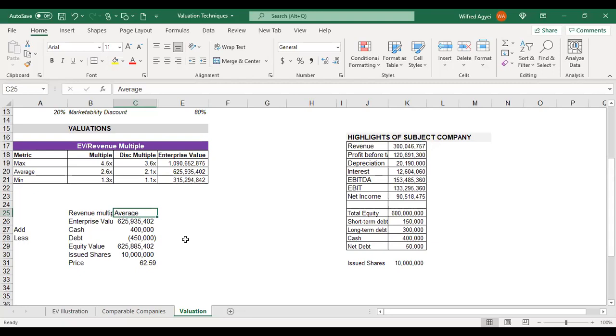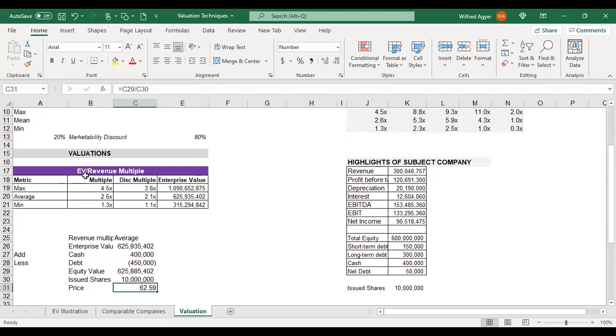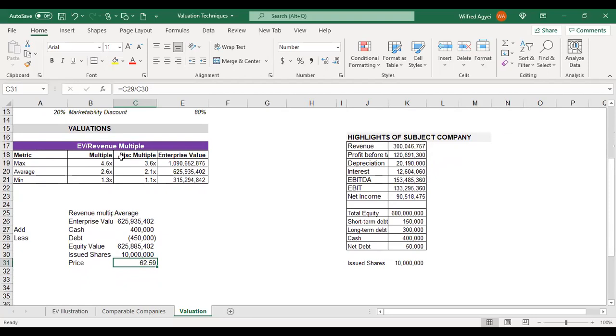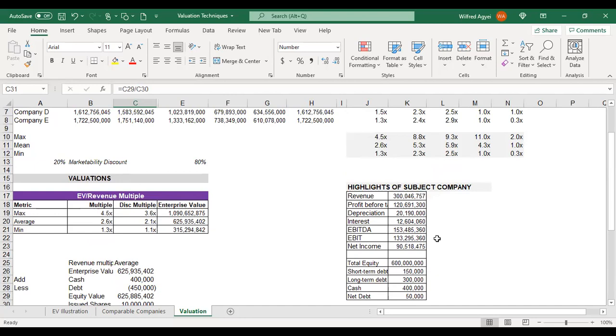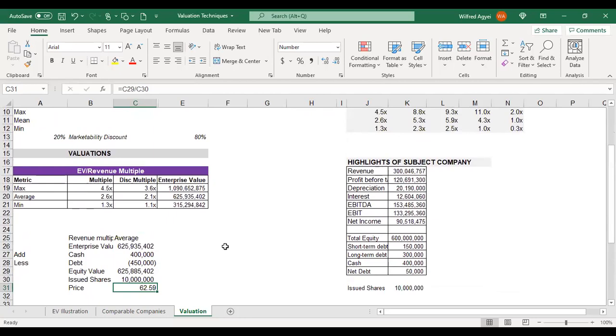So all of these would inform the kind of weight that you are going to place on these various valuation approaches that you are going to use. This is just an illustration of how you can determine the share price based on the EV to revenue multiple. As I said, at the end of the day, you have to run through all these line items, the same procedure, and then different valuation figures would be produced.